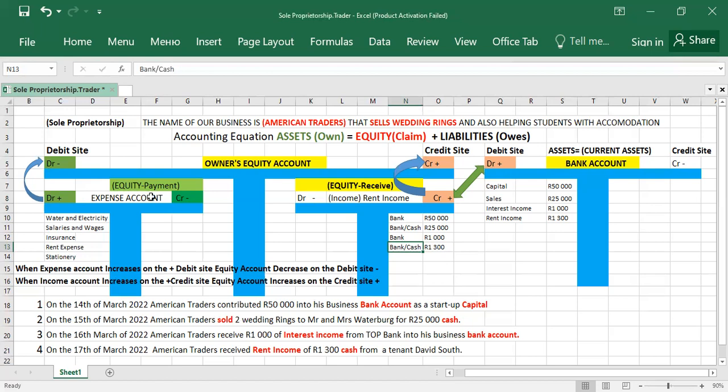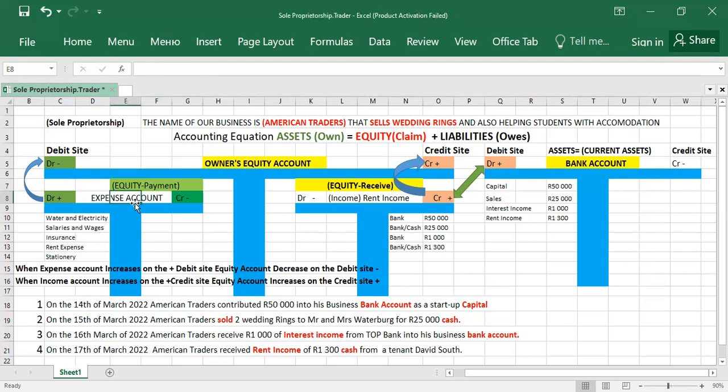Yes, we are going to be making transactions that will be related to our expenses account. This one was only concentrating on our income account. And we have to know that the income account falls under owner's equity account. And then what is happening with the income account? The business is receiving money from the income account. And then we also have an expense account. What does the expense account do to owner's equity account? The expense account decreases the owner's equity, and then the expense account makes a contribution of payment within the business.